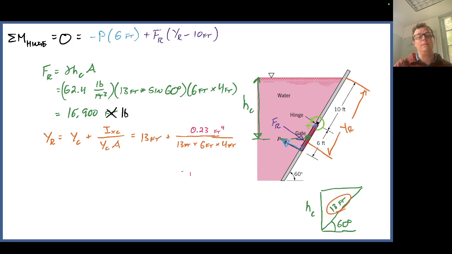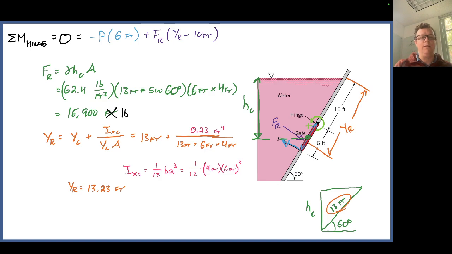So the thing you should be asking yourself right now is, hey Adam, where'd that 0.23 feet to the fourth come from? That's that second moment of inertia. And I looked up the equation for this. For a rectangle, it's 1/12 times the length of the base times the length of the other dimension of that triangle to the third power. So 1/12 times 4 feet times 6 feet cubed. Again, that's from a lookup table in chapter 2 of our textbook. That equals 0.23 feet to the fourth power.